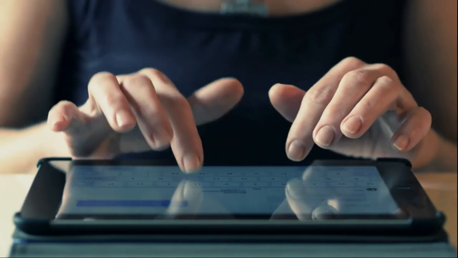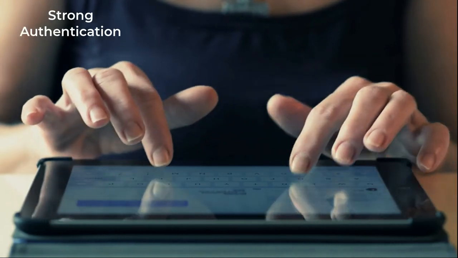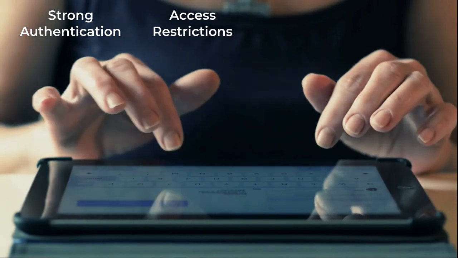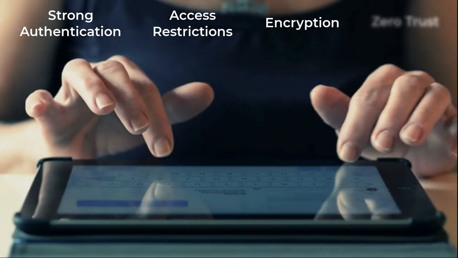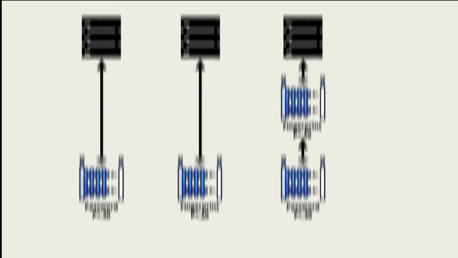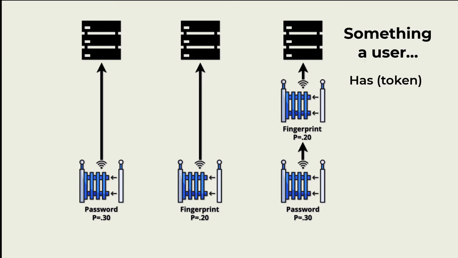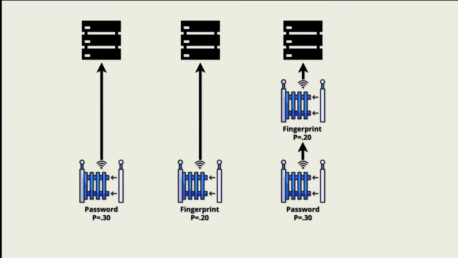There are four general safeguards that help secure remote access: strong authentication, limiting access to only those who need it, encryption, and zero trust. Let's look at each. Strong authentication is usually thought of as the use of two or more instances of something a user has, a token, something a user is, biometrics, and something a user knows, password. In this example, we have something a user knows, and something a user is.